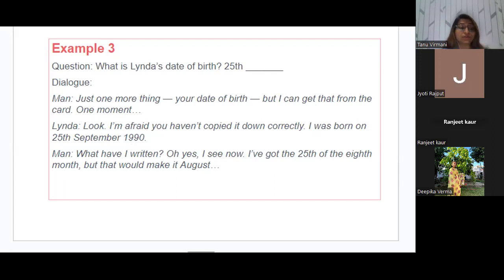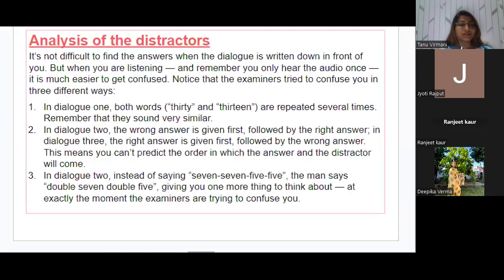So I hope now you have an idea what distractors are. Make sure you do the complete analysis of the distractor. It's not very difficult to find the answers when the dialogue is written down. But when you're listening, remember you hear the audio only once. Here you saw the distractors in a written format, so you don't get confused.